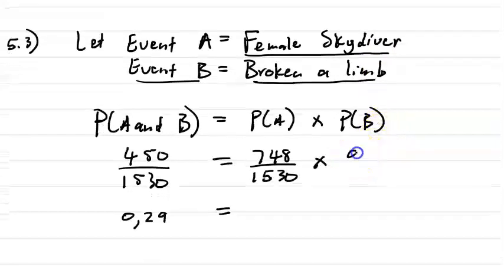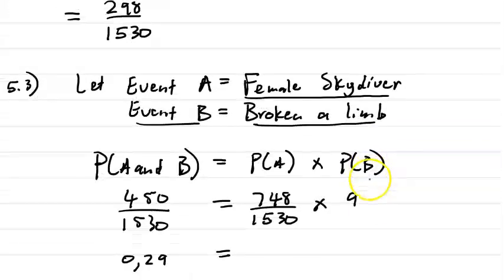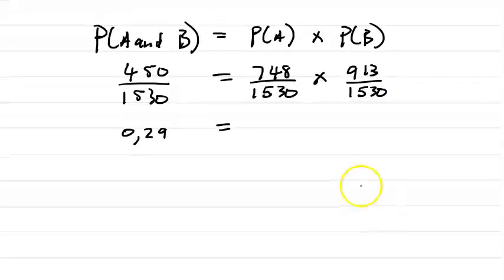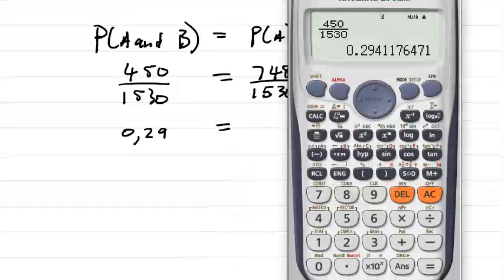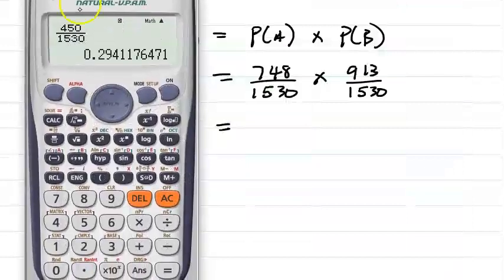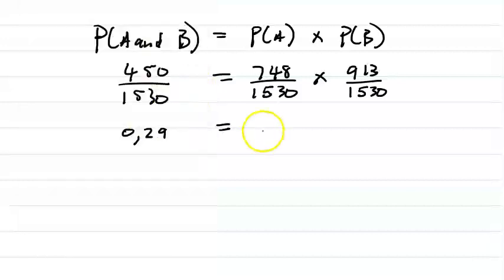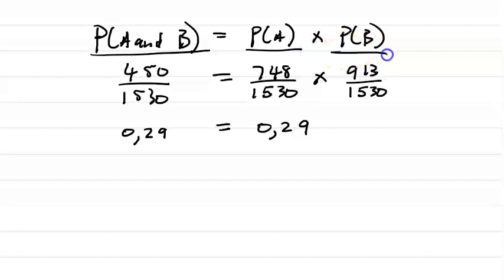So that will be, once again, 913 divided by 1,530. The only thing for us to do now is to simplify what we have written down. So let's look at that, which is 0.29. Therefore, what can we conclude? We can conclude that the probability of A and B is equal to the probability of A times the probability of B.